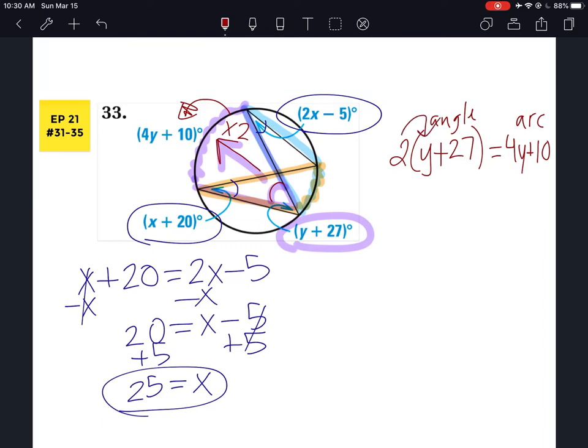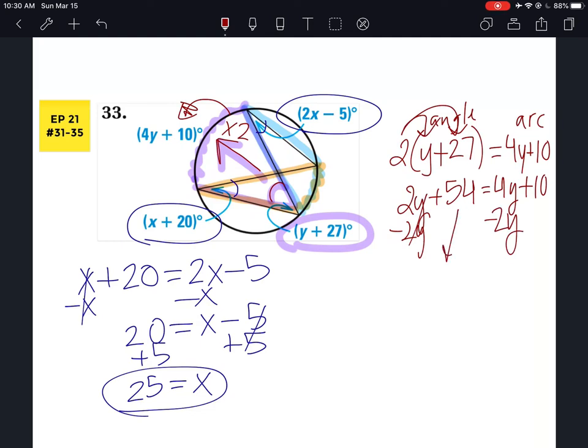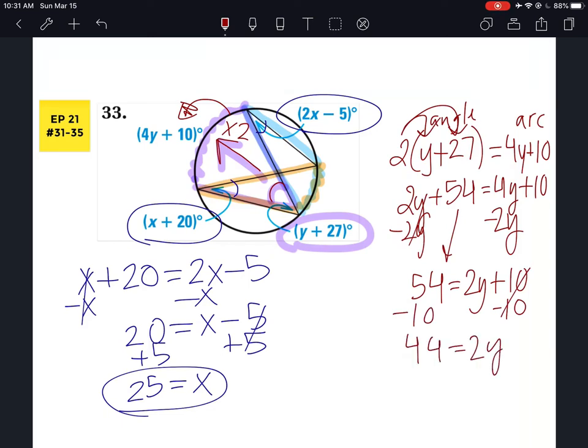So first step, distribute. 2 times y, 2y. 2 times 27 is 54. And then you leave the other side the way it is. Let's bring the y's to the right side by subtracting 2y. You get positive 54 equals 2y plus 10. Then we can subtract 10 on both sides. We get 44 equals 2y. Then we divide both sides by 2, and we get the answer of 22.